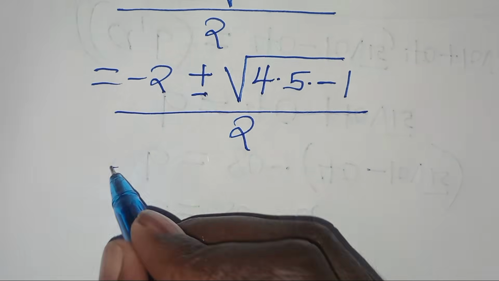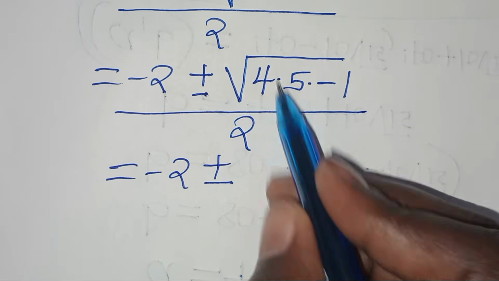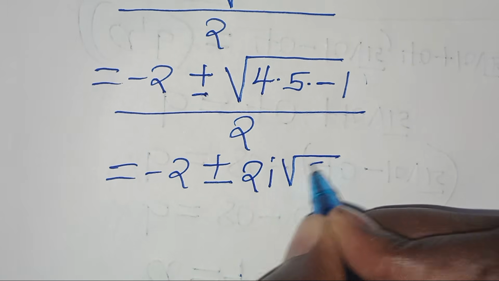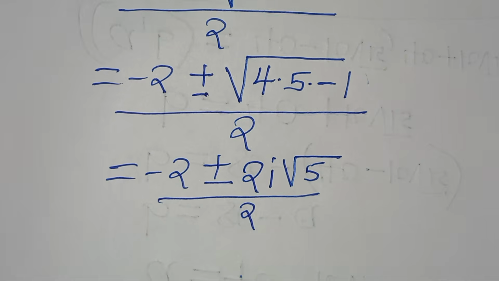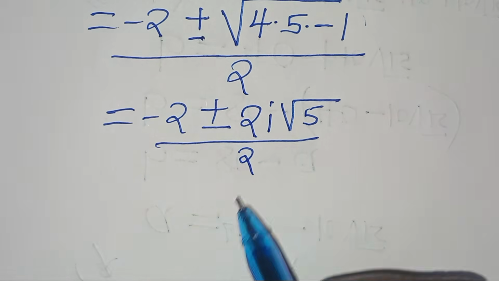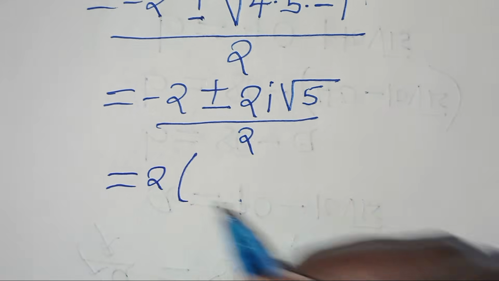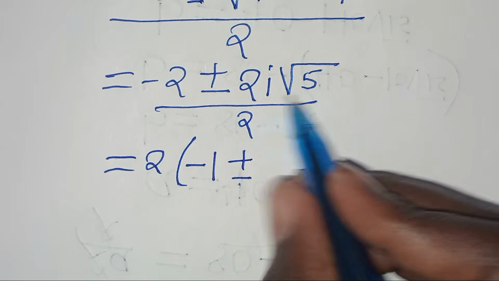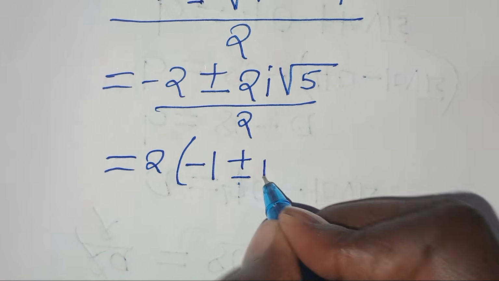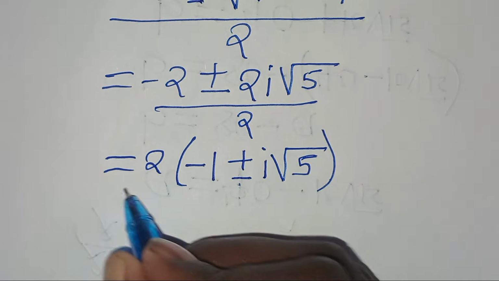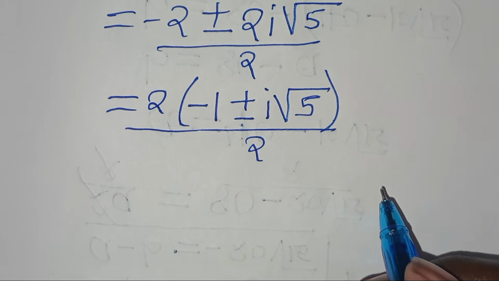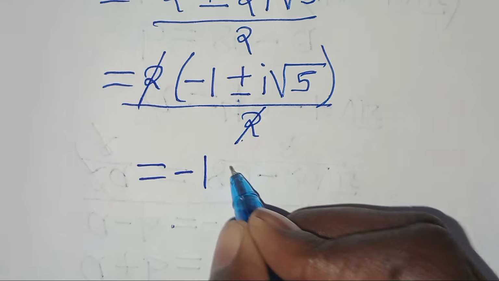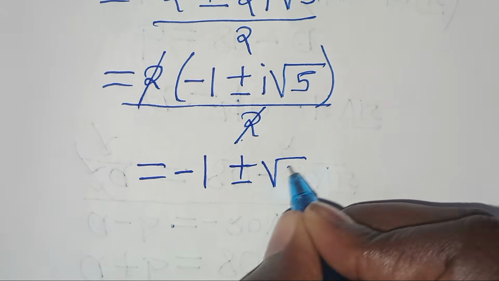Now this implies that we have negative 2 plus or minus the square root of 4, this is 2, the square root of negative 1, this is i, then the square root of 5, everything divided by 2. In the numerator, 2 is common, so we can factor out 2 into the parentheses. Negative 2 divided by 2 is negative 1, plus or minus 2i square root of 5 divided by 2, this becomes i square root of 5, then divided by 2. The next step is to simplify. Let's simplify 2 and 2, so that now we have negative 1 plus or minus i square root of 5.